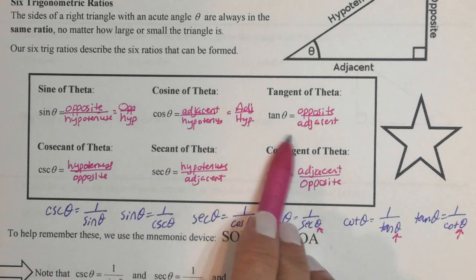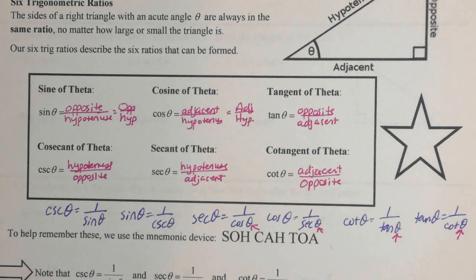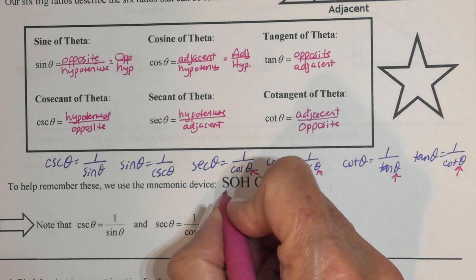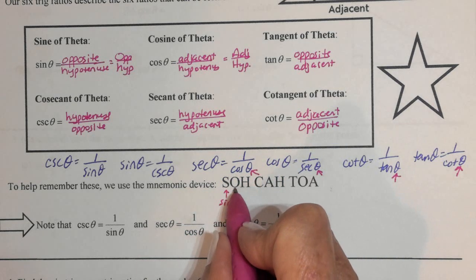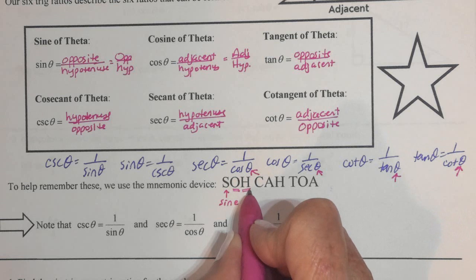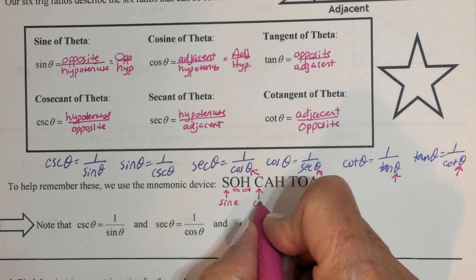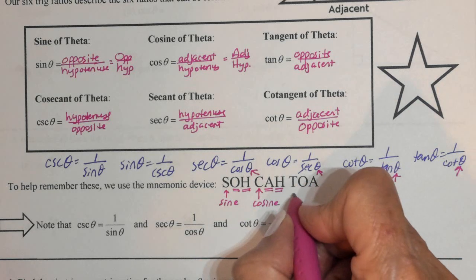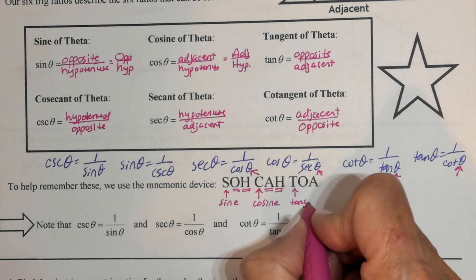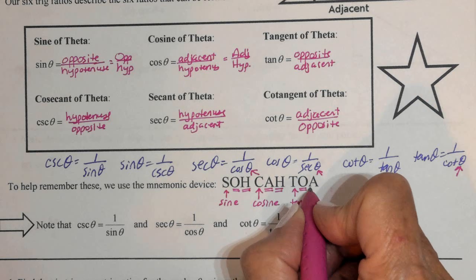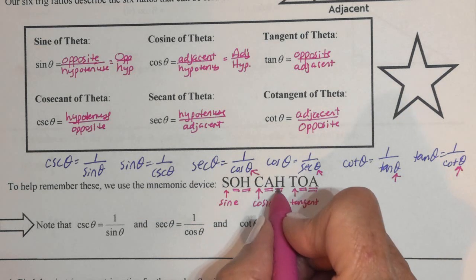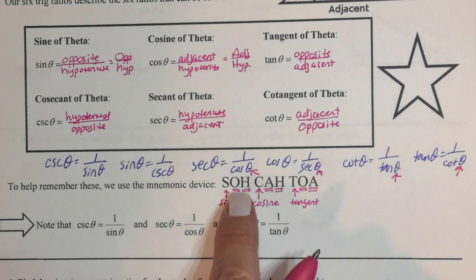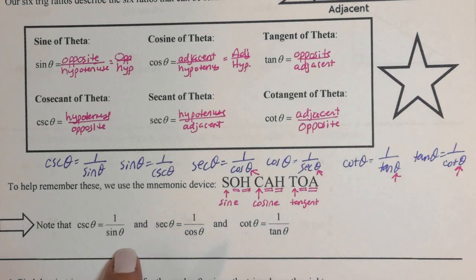Alright, these are the 6 trig ratios, and to remember those, the device that helps us remember that is SOHCAHTOA. This is sine, and sine is opposite over hypotenuse. The C stands for cosine. Cosine is adjacent over hypotenuse. The T is for tangent, and tangent is opposite over adjacent. SOHCAHTOA. Alrighty? And if you know those, then you can get to the reciprocal functions.